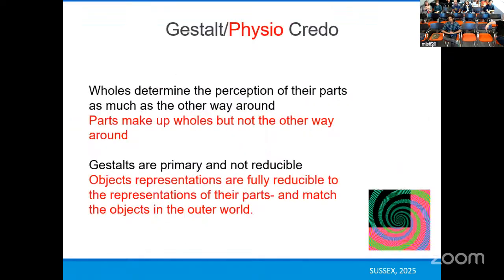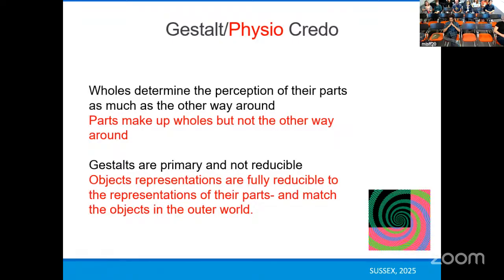So let's compare these two, the Gestalt and the physiological approach. In the Gestalt approach, we believe that the wholes determine the perception of the parts as much as the other way around. That's what we have seen. We have these irreducible things. You can put two parts together and you get something totally different. You cannot predict how the whole looks just by looking at the low-level structure. That's just the opposite in the physiological approach, where everything high level is determined by low-level processing, but not the other way around. In the Gestalt approach, the gestalts of the objects are primary and not reducible, and it's just the opposite in the physiological approach.